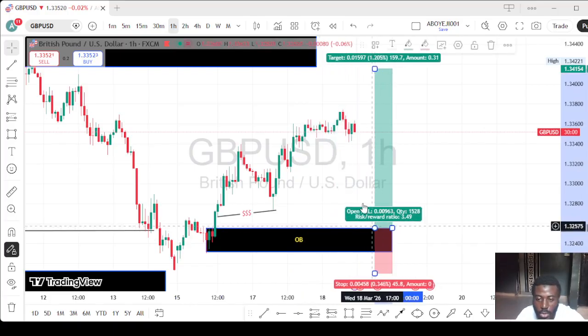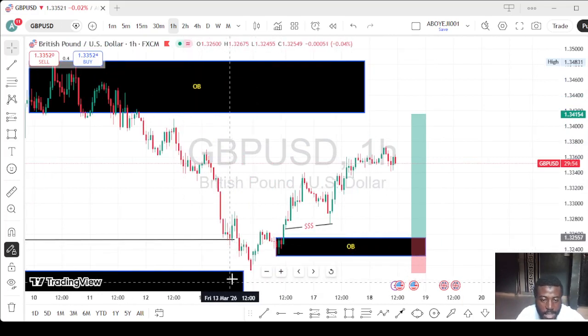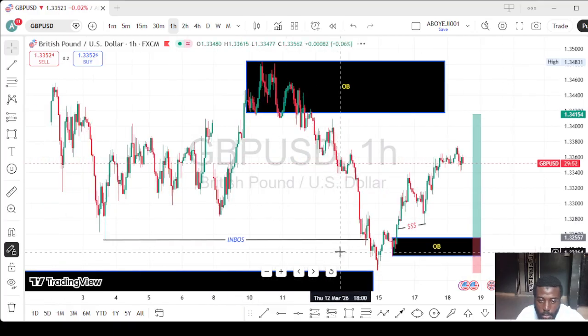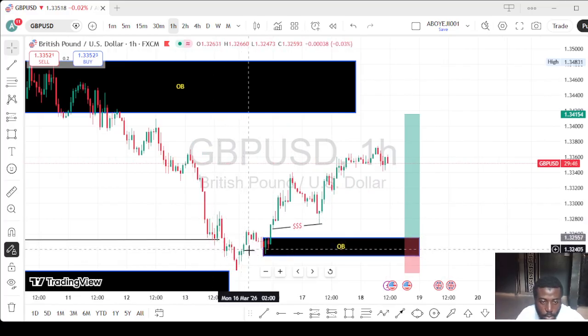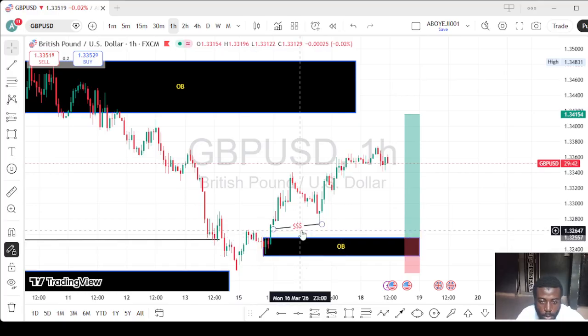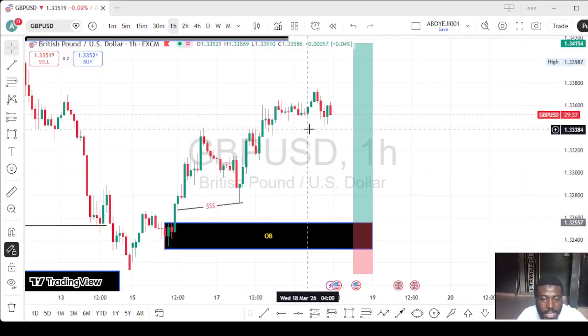Let's read the structure. After market mitigated this order block, we can see market gave us break of structure here. Market gave us break of structure over there. So market broke it, gave us change of character. This is the last break of structure, and we are having an FVG here. But we are having, let's see, this break of structure also.